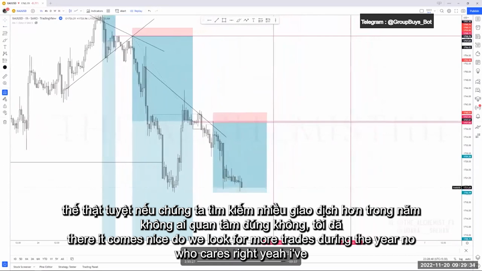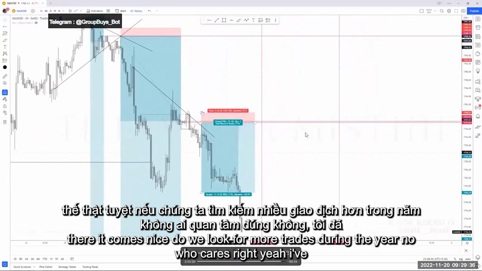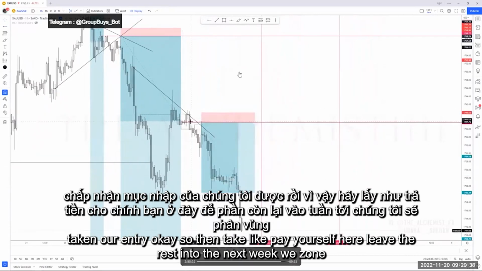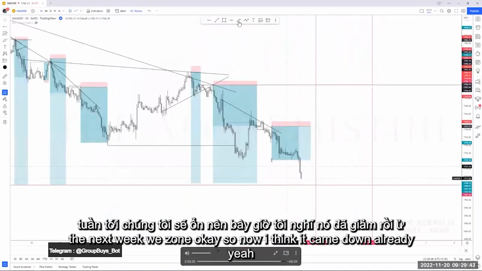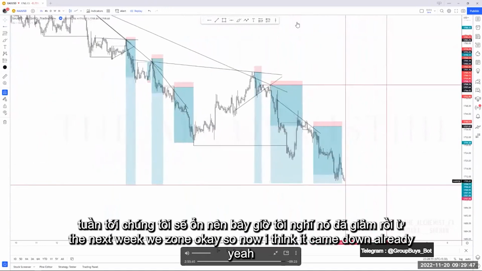Do we look for more trades during New York? No, who cares, right? We have already taken our entry. So pay yourself here, leave the rest into the next weekly zone. The next weekly zone. Okay, so now I think it came down already.